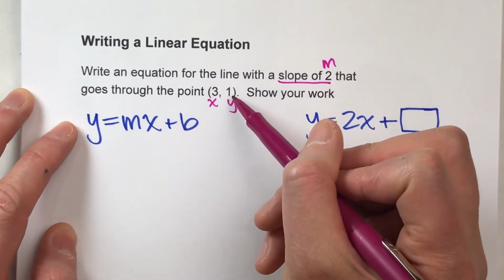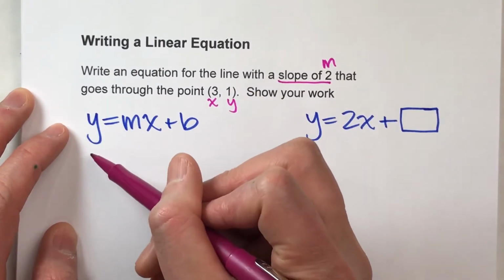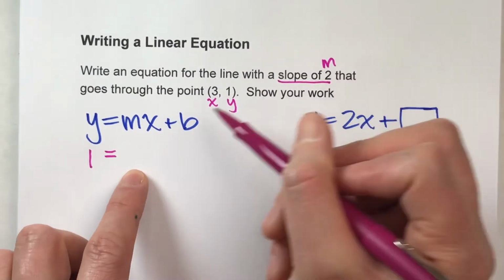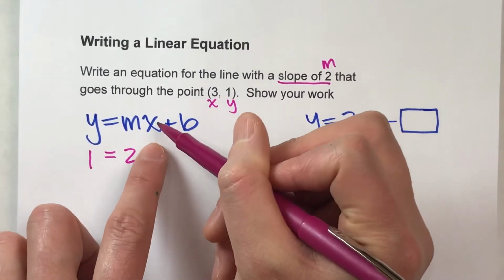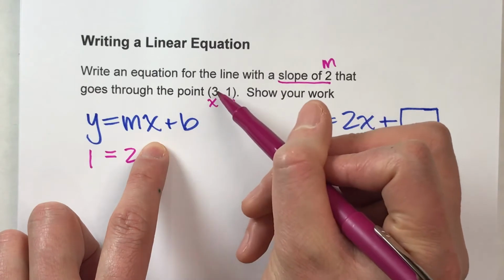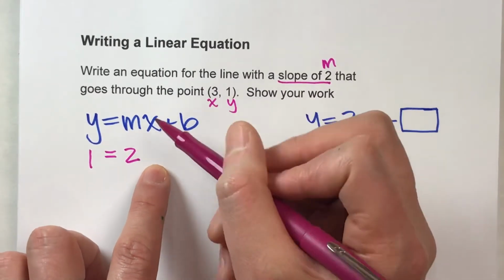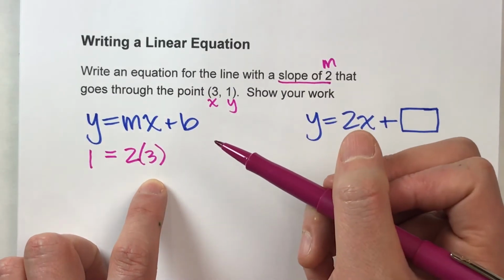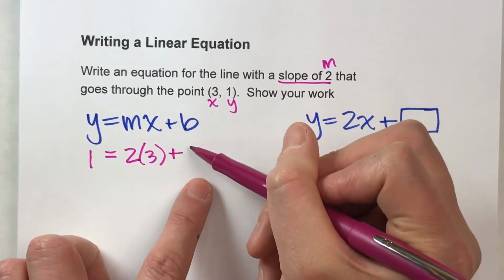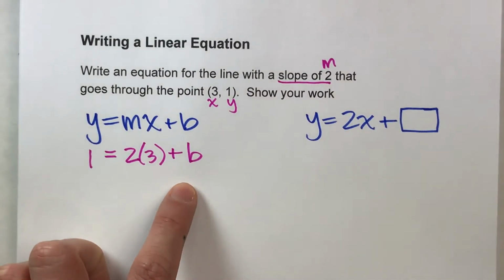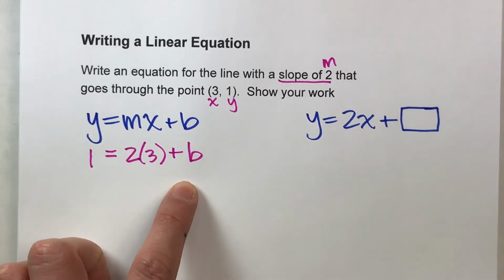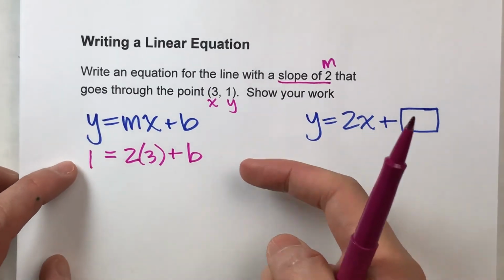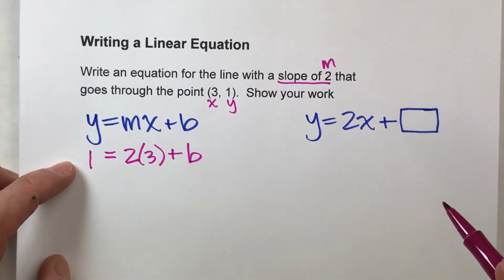Since y is 1, I'm going to replace this y with a 1. And the m we already said was a 2. The x we're going to replace with the 3, because 3 is x here. And this is multiplied because they're next to each other. Plus b. And the b is the one thing we don't know, and that stands for our y-intercept. So if we can solve this equation, we can figure out the y-intercept.